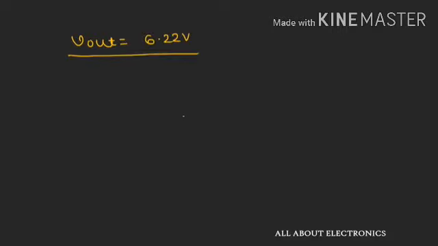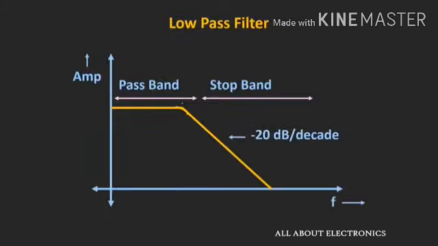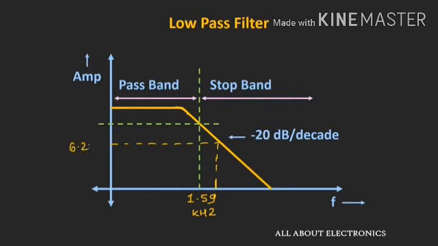That means at the input side, if you apply a 10 volt sinusoidal signal of 2 kHz frequency, then at the output you will get a 6.22 volt sinusoidal signal. Now if you plot the frequency response for the given low pass filter, then it will look like this. The cutoff frequency which we have found is nothing but 1.59 kHz, and the 2 kHz frequency will be around somewhere here. So at this frequency we have found the output value as 6.22 volt.